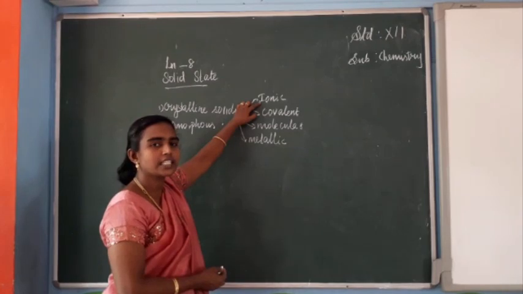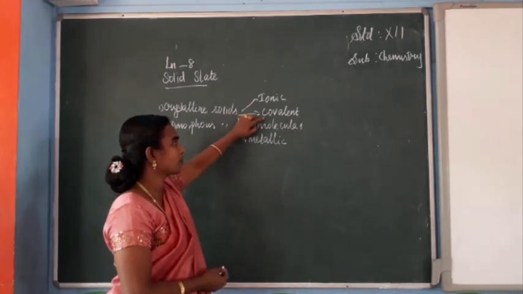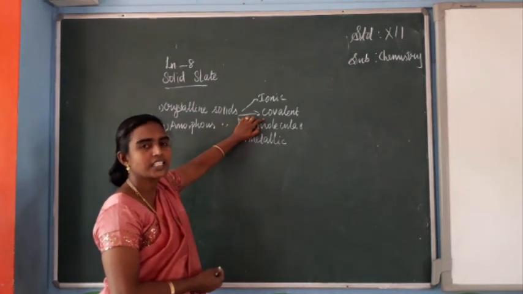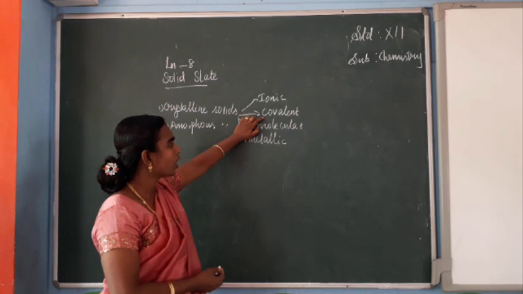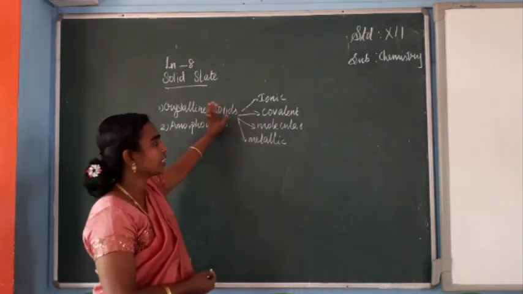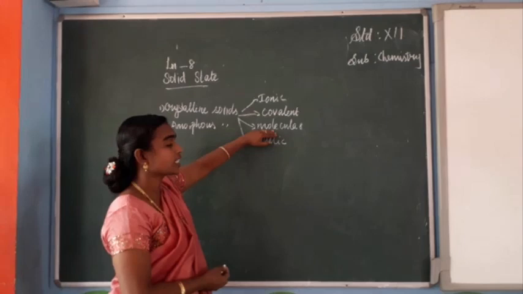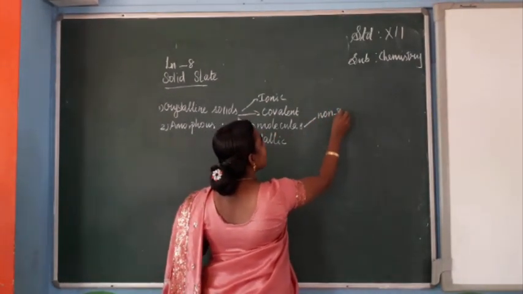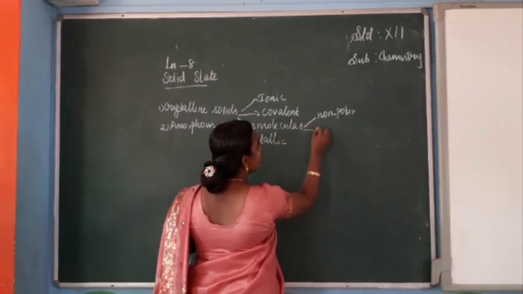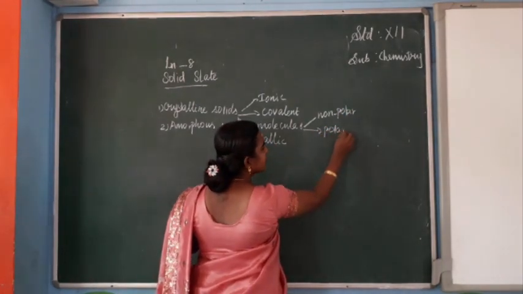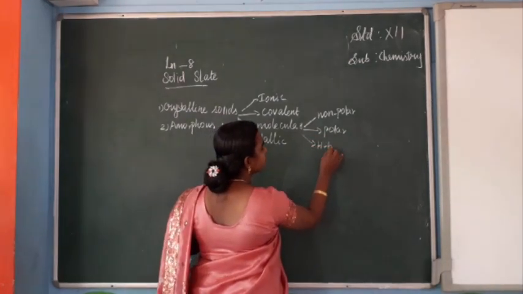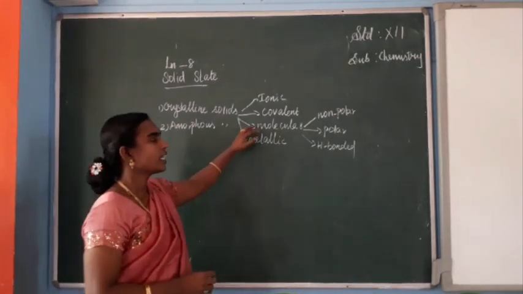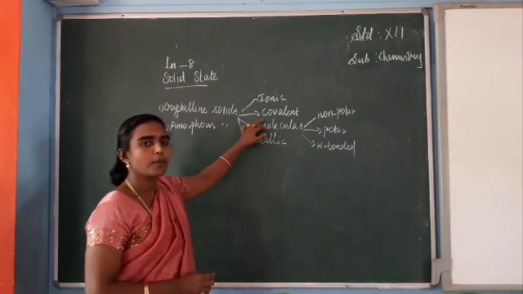Next we have seen the characteristics of ionic crystals. Next, covalent crystals. Covalent crystals are again classified into non-polar, polar and hydrogen bonded crystals. Molecular crystals are classified into three: non-polar molecular crystals, polar, and hydrogen bonded. Okay, so these three.